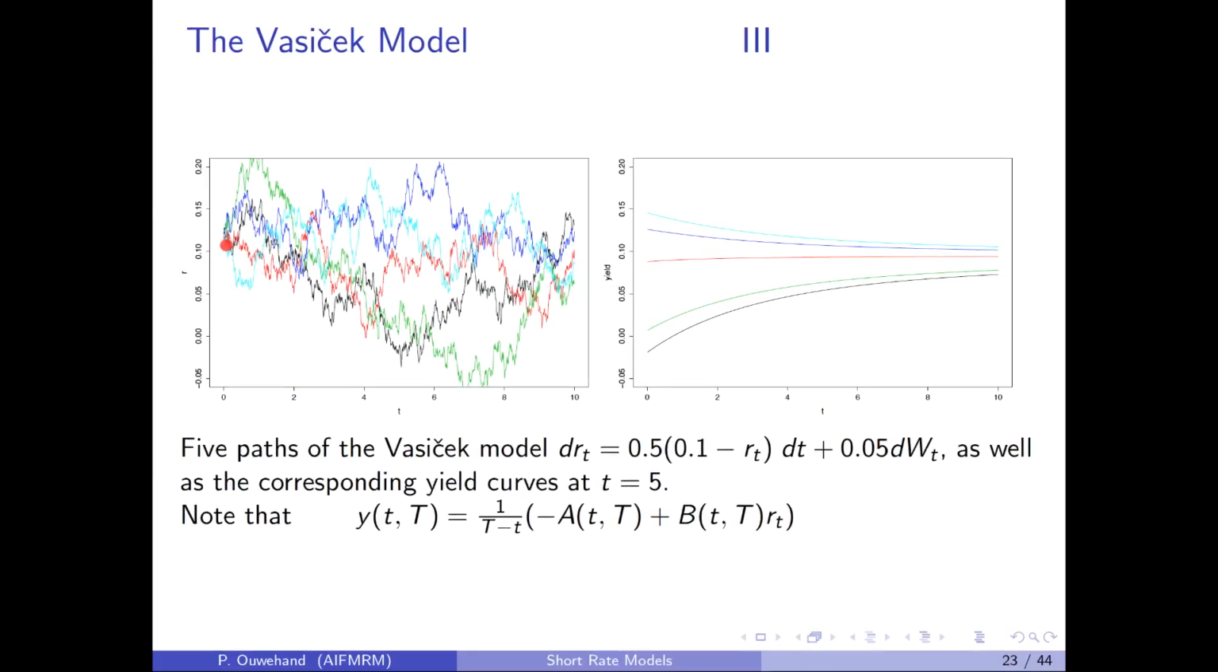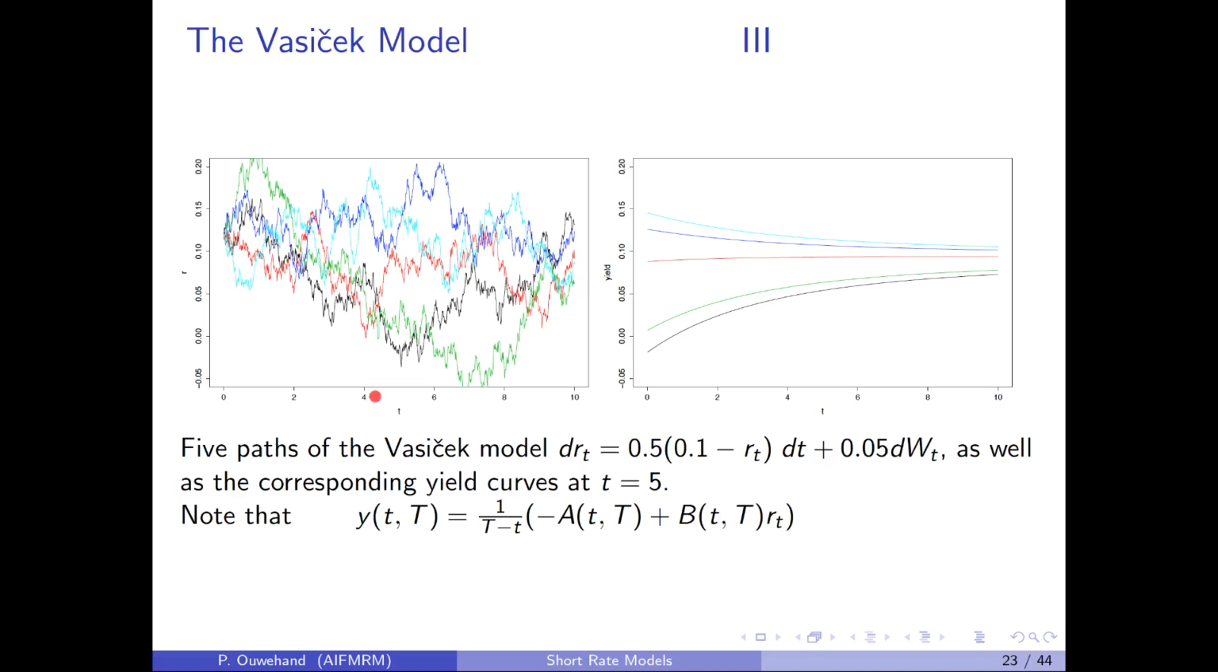Here are 5 sample paths of the Vasicek model with the following parameters. Notice that the Vasicek model is a Gaussian model and that interest rates can be negative, as they are over here. Further note that because we know capital A and capital B, we also know the zero coupon bond yields for every maturity, and we can therefore draw the corresponding yield curves at each time. And here the yield curves have been drawn at time t equal to 5.